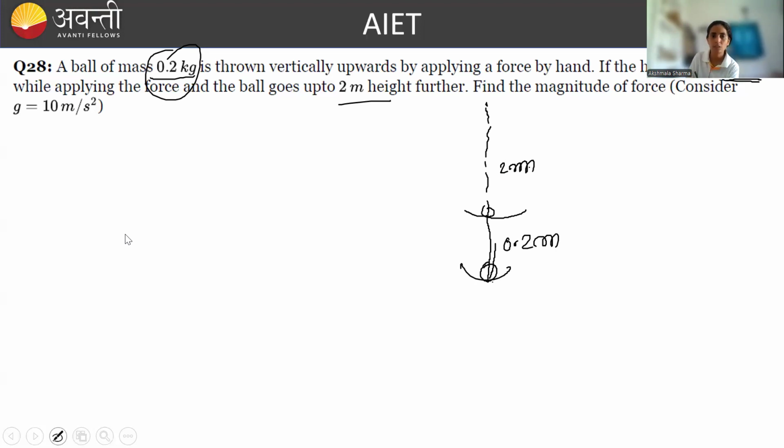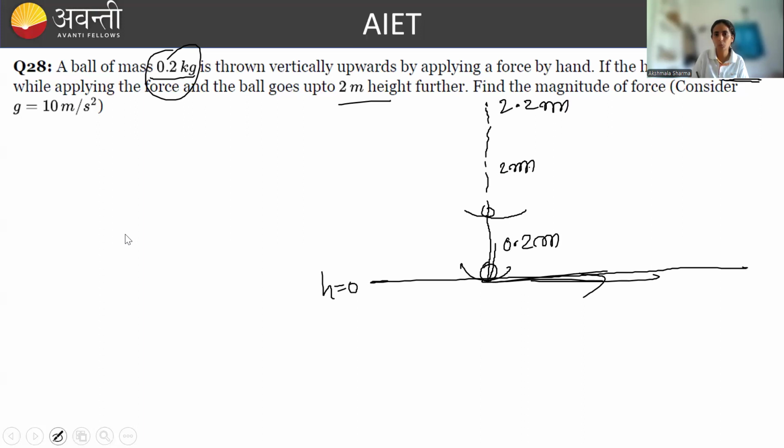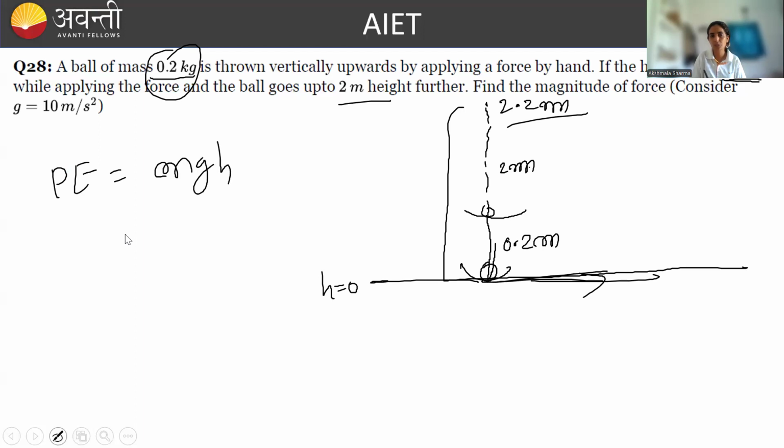Okay? So initially, when hand and ball were at rest, the position was this one. So इसको reference point ले लो, h equal to 0. Finally, ball कितने height तक गया? 2.2 meter total. यहाँ से देखे तो, है ना? So how much potential energy did it gain? क्या लिखोगे? mgh you will write, right? So m is 0.2, g is 10, h is 2.2. ठीक है? So this is going to be how much?